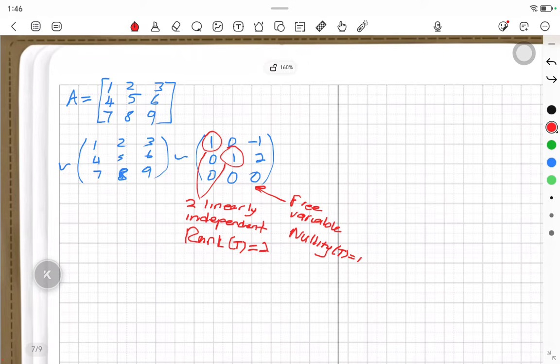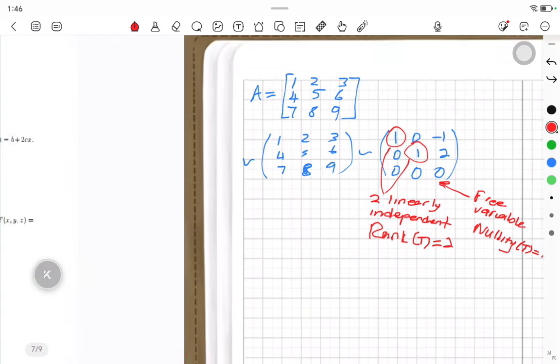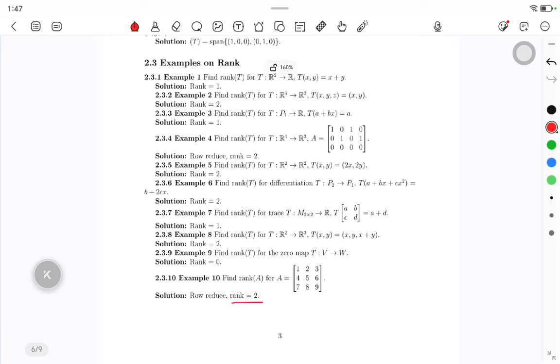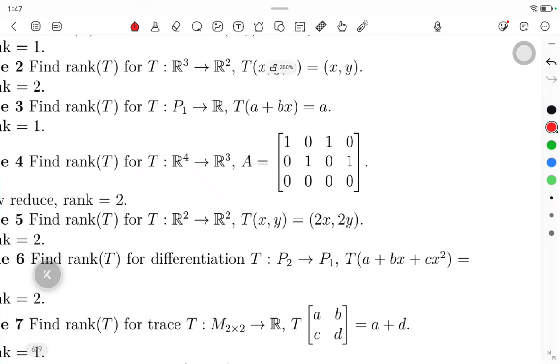So we're going to discuss this. You can just look at them here. At least I've shown you what you check, right? You're going to check what the rank is. Like here, how many leading ones do we have? It's 2. What is the rank? 2. You see, right?